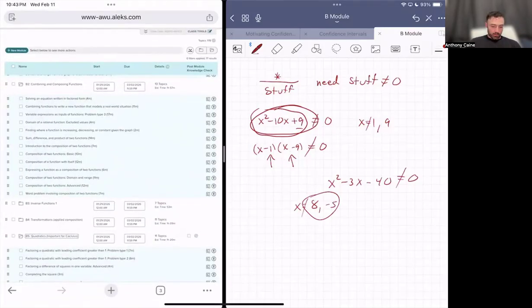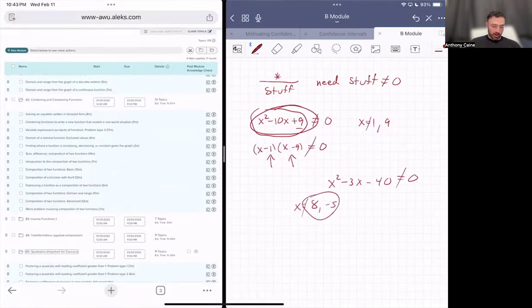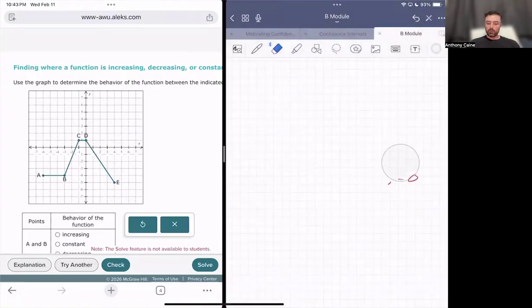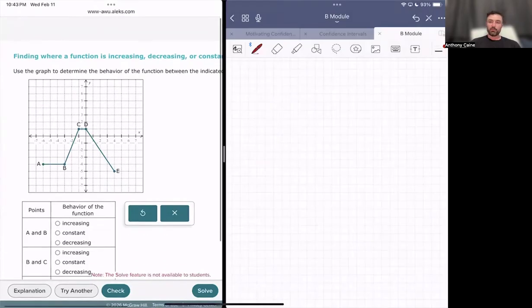Where are we here? So we had domain of rational functions, finding values, functions increasing and decreasing from the graph. I think this one will be really easy. If we look from left to right, if the vertical isn't changing at all, it's constant. So from A to B, we're constant.